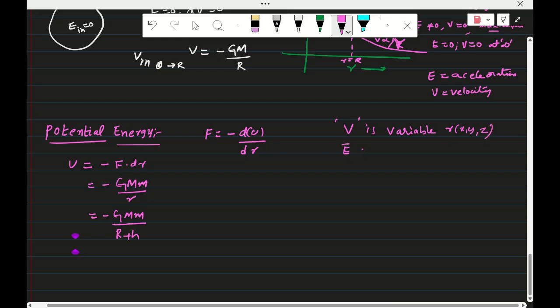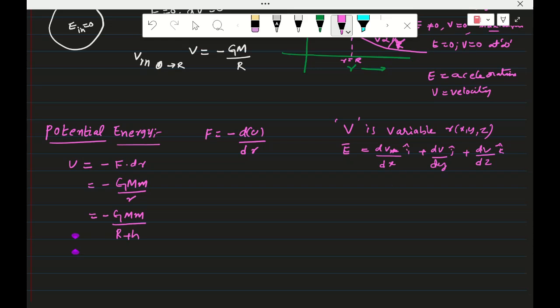Then E bar is equal to minus dV by dx i cap, plus dV by dy j cap. The V has to be differentiated with respect to y because it is dV by dr. Similarly dV by dz into k cap. When the potential is variable, E is given by this formula in vector form. Similarly, force can also be written as F bar equal to Fx plus Fy plus Fz.